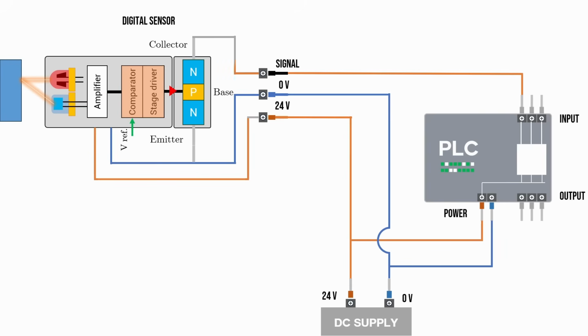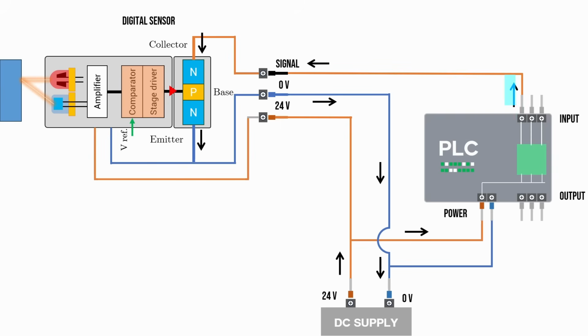Instead, it flows in the opposite direction because the current always flows from high voltage to low voltage. From the 24 volt power supply through the PLC input terminal into the sensor output, the collector, through the transistor, and finally goes back to the 0 volt. That's the complete circuit. So the PLC detects this current flow and reads it as an on signal.